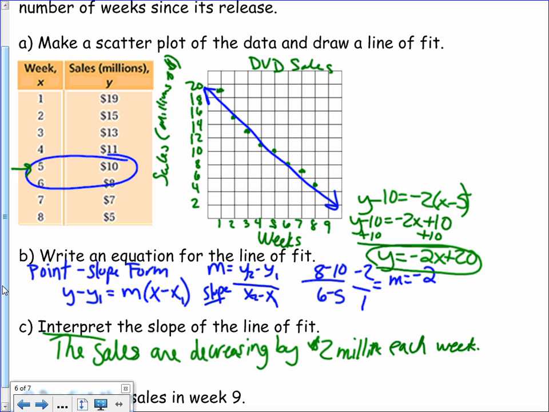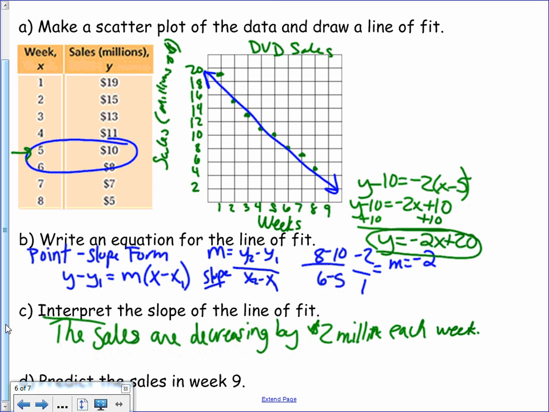And then we have a part B, and that's asking us to predict the sales in week 9. So we can simply use our equation that we just wrote in part A, and substitute in 9 for x, because that stands for a week. So y equals -2 times 9 plus 20. Well, -2 times 9 is -18 plus 20 equals 2. And remember, that's in millions of dollars. So the sales in week 9 should be about $2 million.